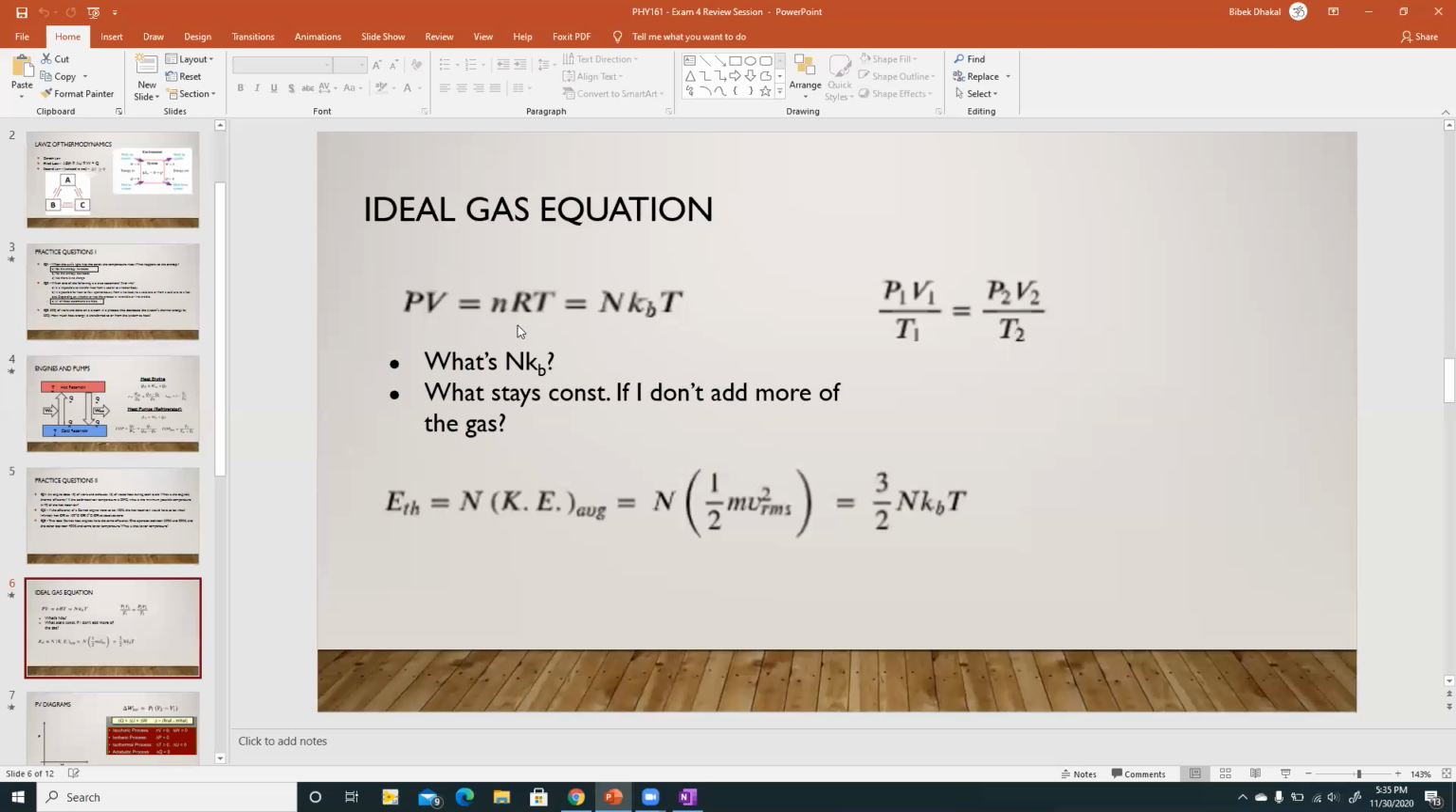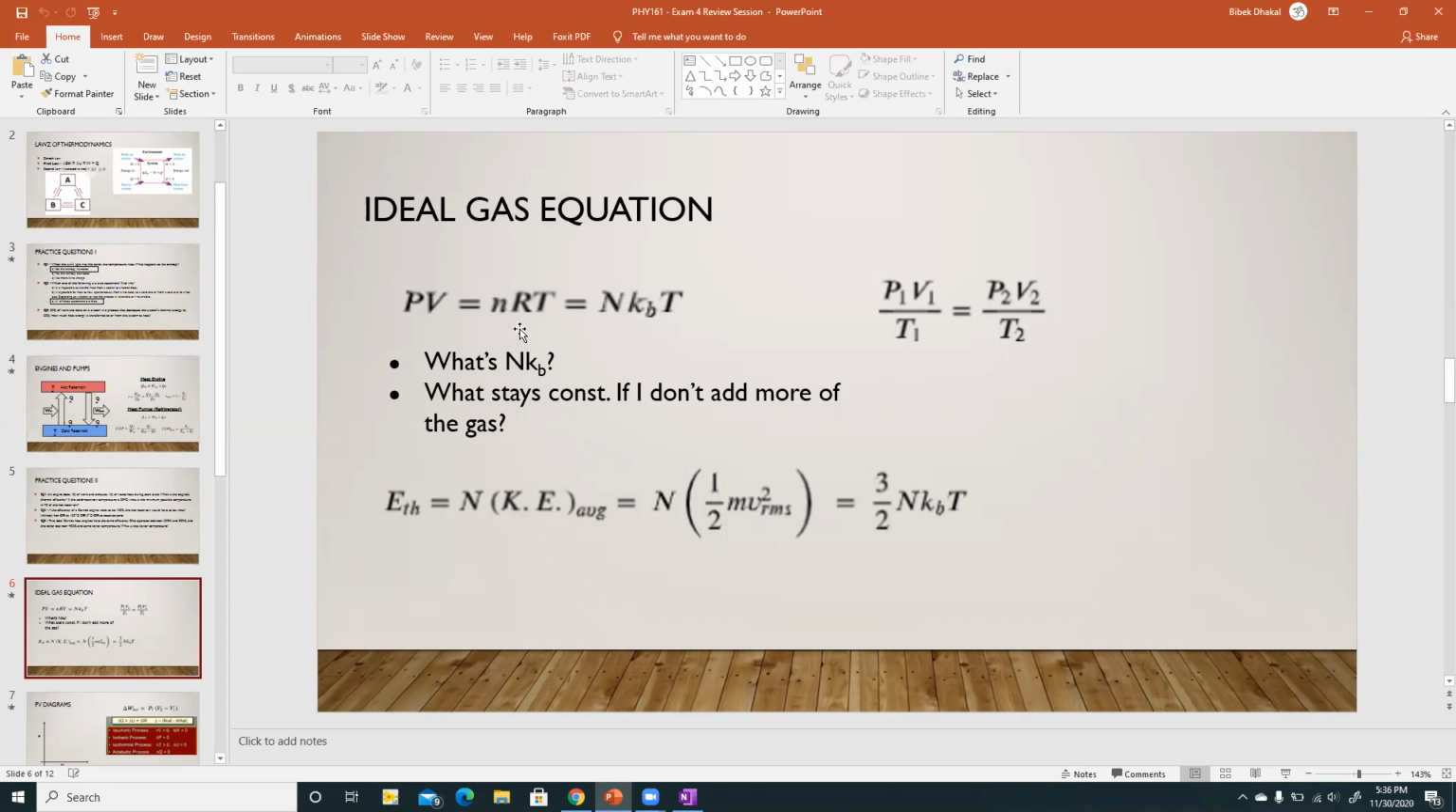Here R is the universal gas constant, and the value for R will be given to you in your exam. The small n is the number of moles. This equation can also be written as PV equals NkBT, where kB is the Boltzmann constant, and this Boltzmann constant will be given to you. T is the same, whereas your N is not the number of moles in this case. Your N in this case is the number of molecules. So there is a difference between the number of moles and the number of molecules.